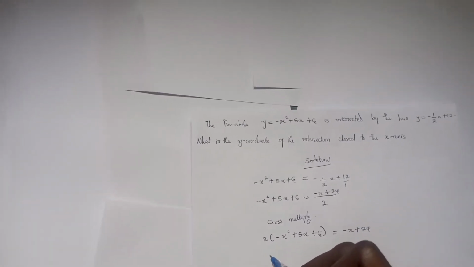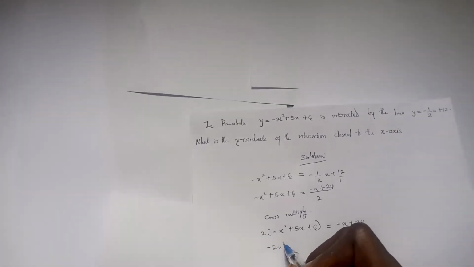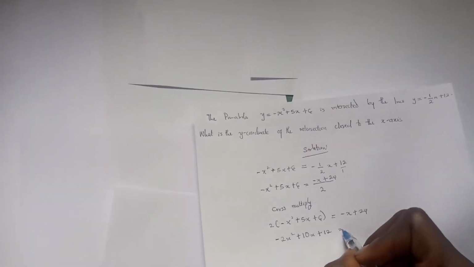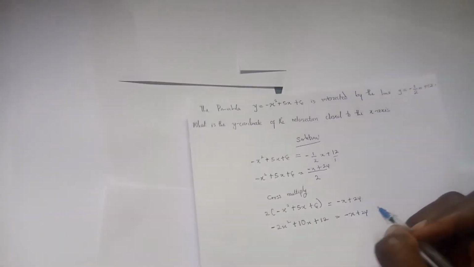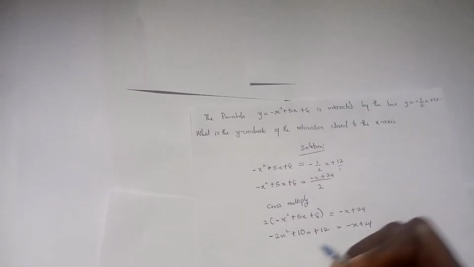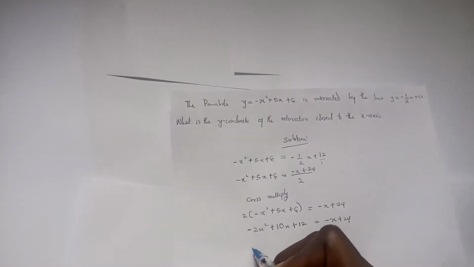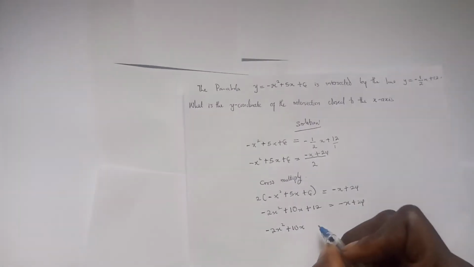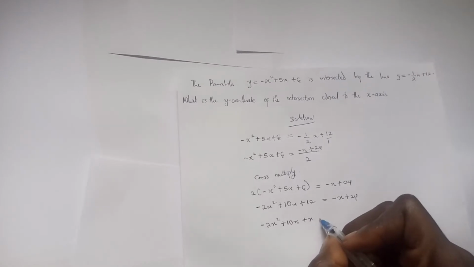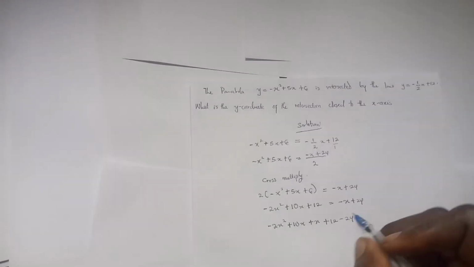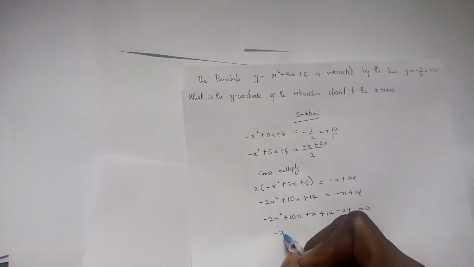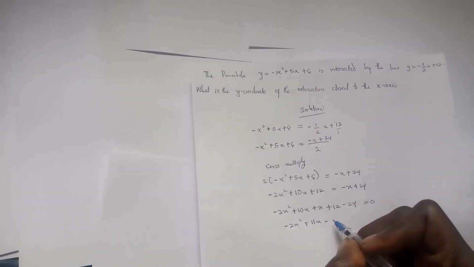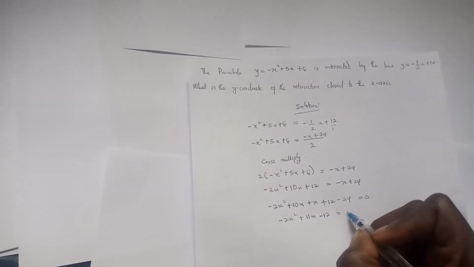Now let's open the brackets. We have minus 2x squared plus 10x plus 12 is equal to minus x plus 24. Now we'll collect the like terms and equate it to 0. We have minus 2x squared plus 10x plus x plus 12 minus 24 equals to 0. So we have minus 2x squared plus 11x minus 12, which is equal to 0.